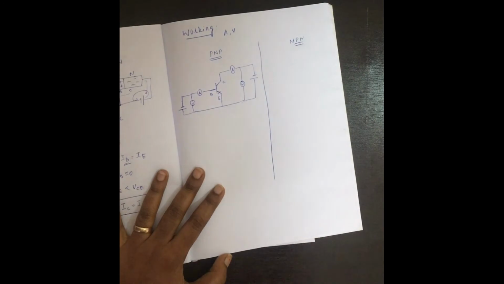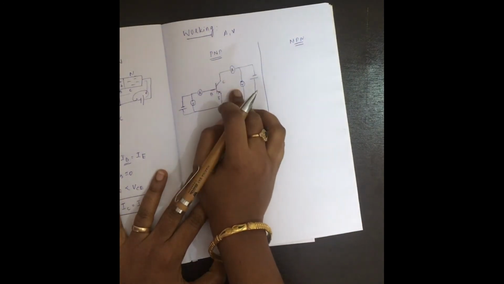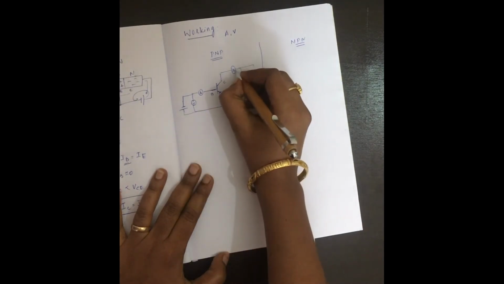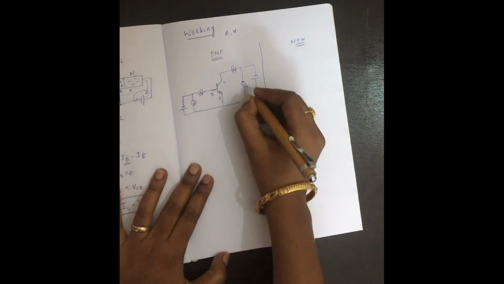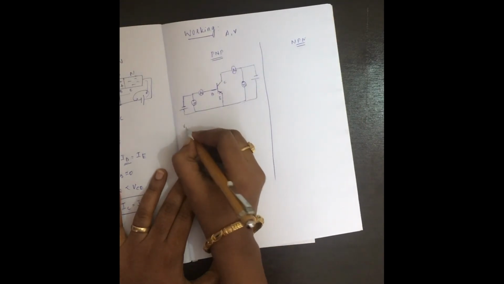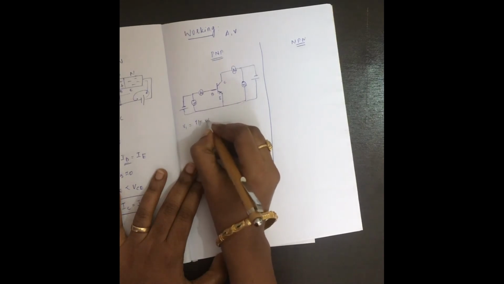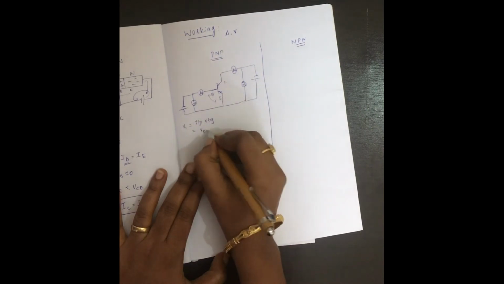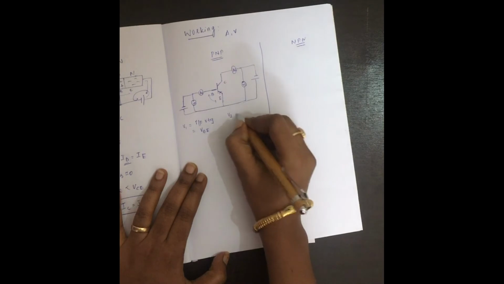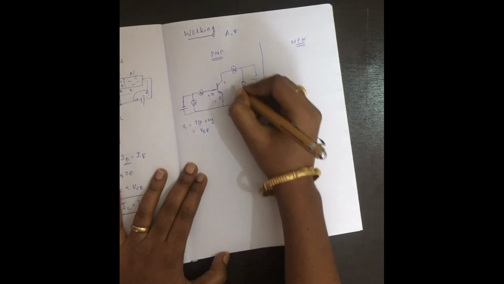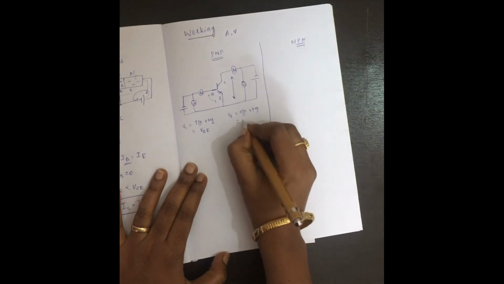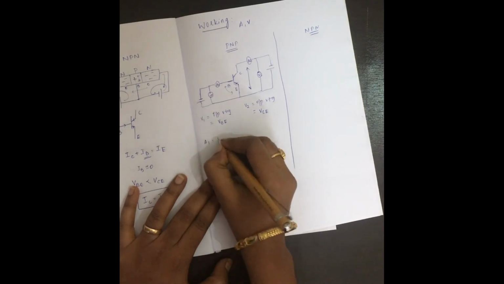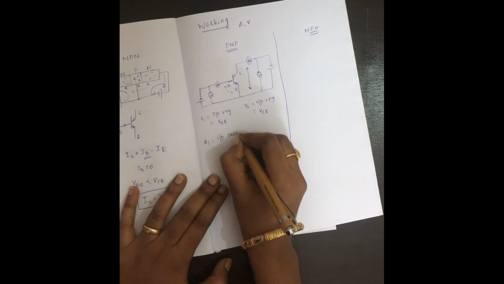So this is the working of a transistor by using ammeter and voltmeter. The ammeters are A1 and A2, and the voltmeters V1 and V2. V1 is used to measure input voltage, that is VBE. V2 is used to measure output voltage, which is VCE. Again, ammeter A1 is used to measure input current, which is IB.